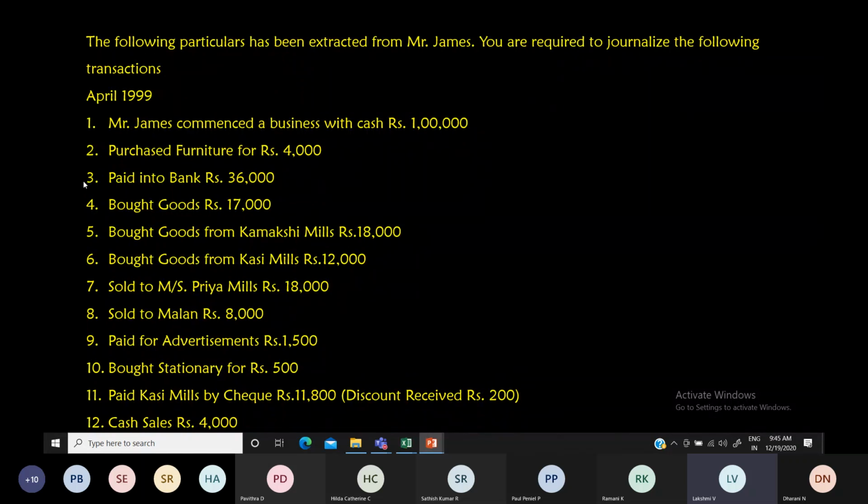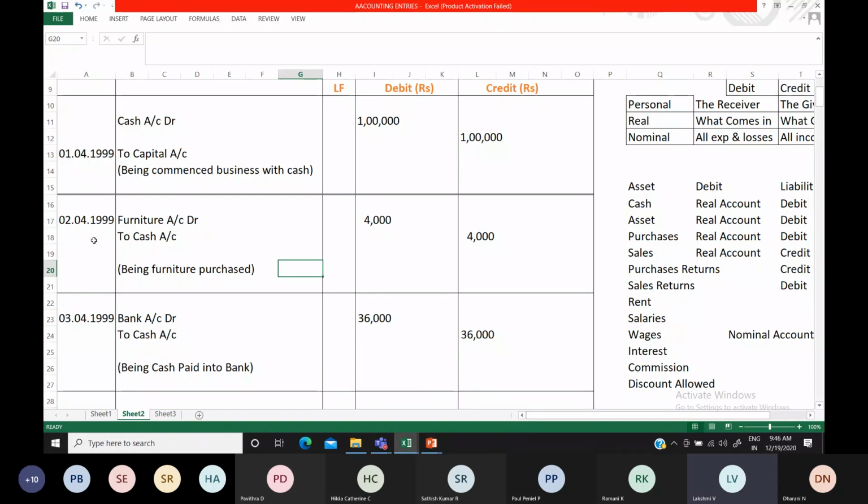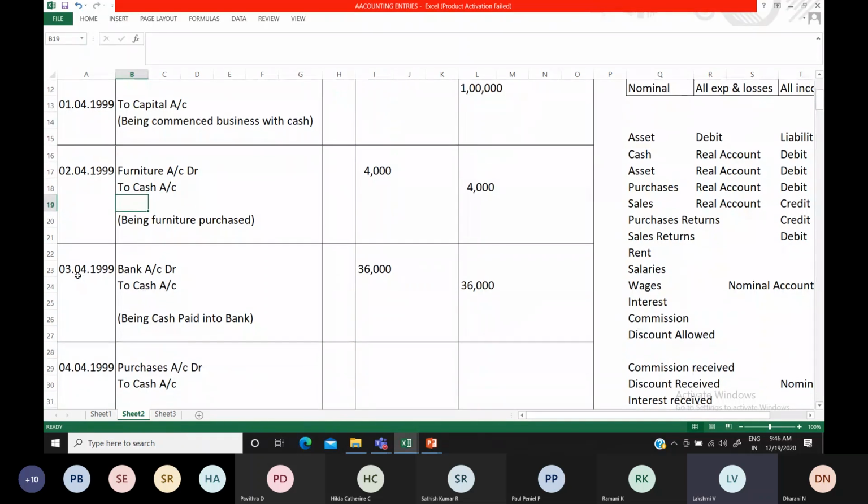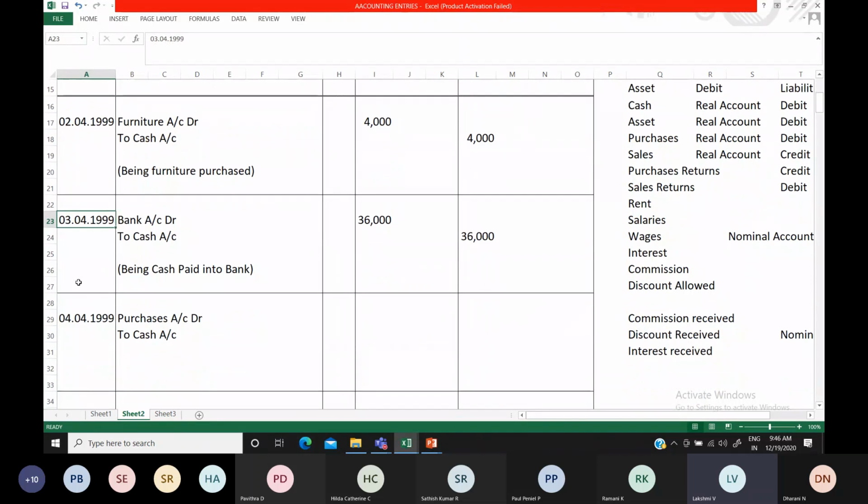Next, moving on to the third day transaction, paid into bank rupees 36,000. So paid into bank, cash deposited into bank, whatever, all have the same meaning only. And how to make the entry for this? You have to write that particular date, whatever date is given to you. So April 3rd, 1999, you have to mention that. And the entry is bank account debit to cash account.